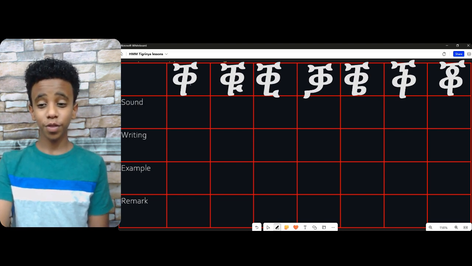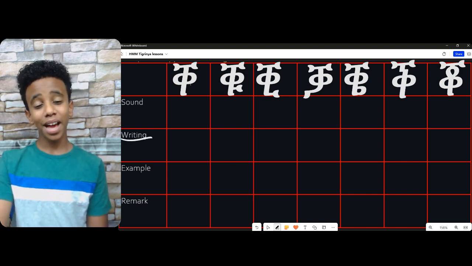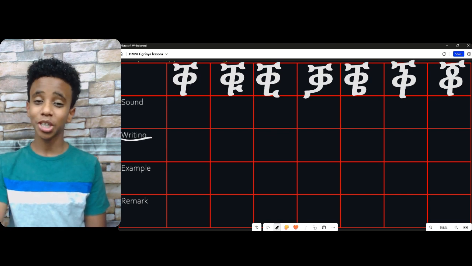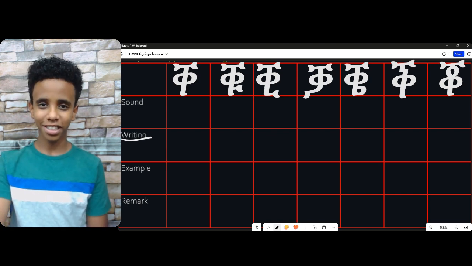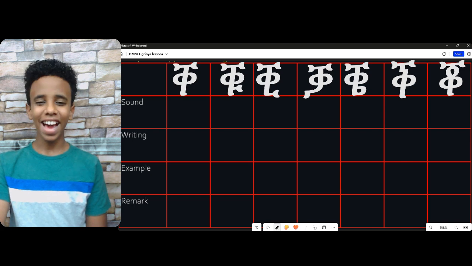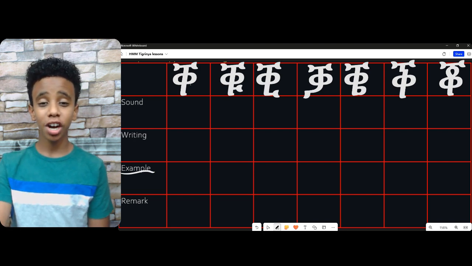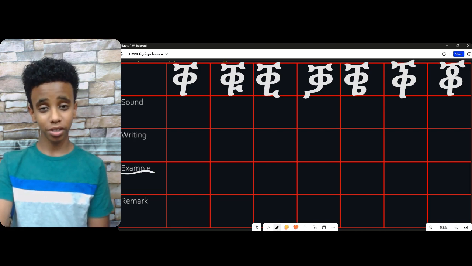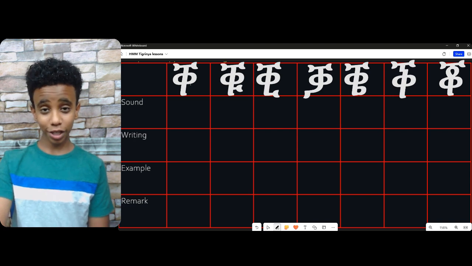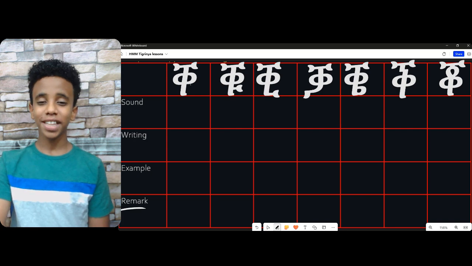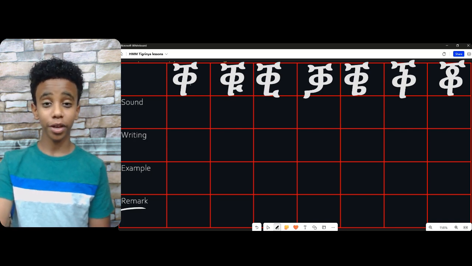Our third row is the writing row, and over here, this is where I will show you how to write these Tigrinya letters in Tigrinya. Our fourth row is the example row, and over here, I will give you an example with each of the following Tigrinya letters. Our last row is the remark row, and over here, this is where I will give you any extra information, if there is any, for the Tigrinya letter set.